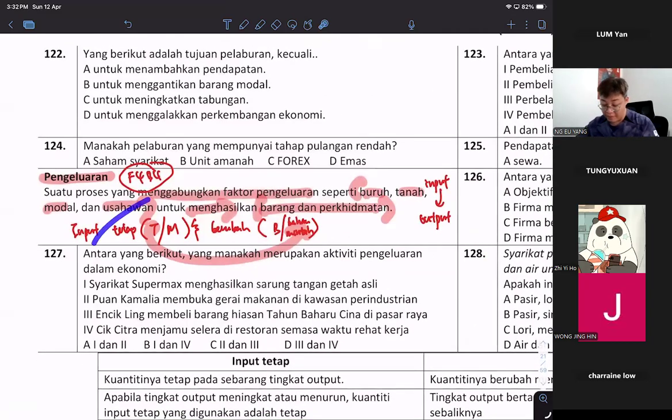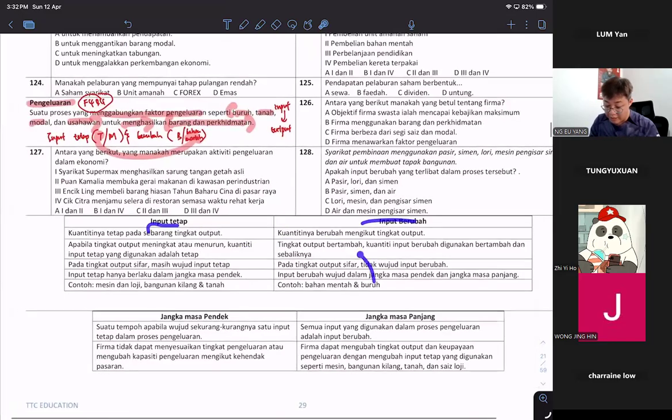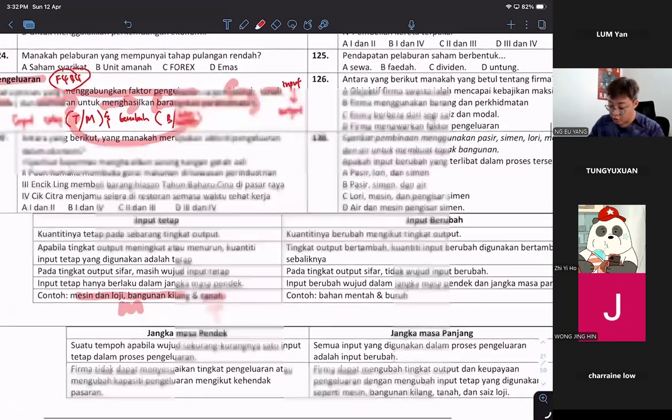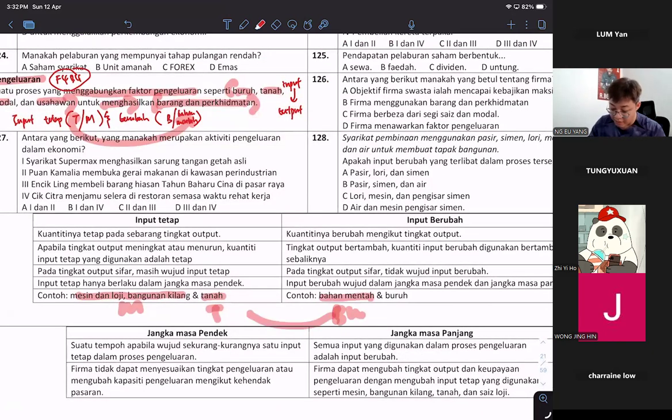Okay, so done for your form 4 input tetap, input berubah. So you guys can try to highlight now. So we have the machines, modal, and then tanah. So this is all modal, tanah. So this bahan mentah, BM from tanah, and then the buruh. Okay. So this is input tetap, jangka masa pendek. Input berubah, jangka masa pendek, and jangka masa panjang.